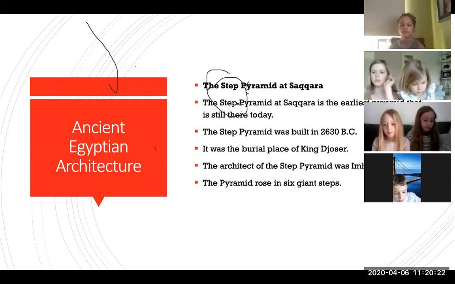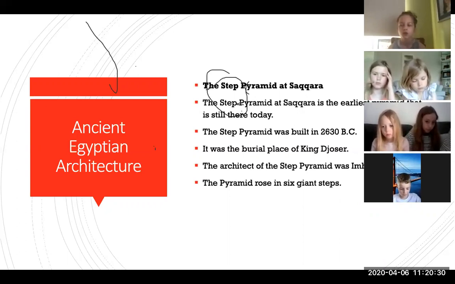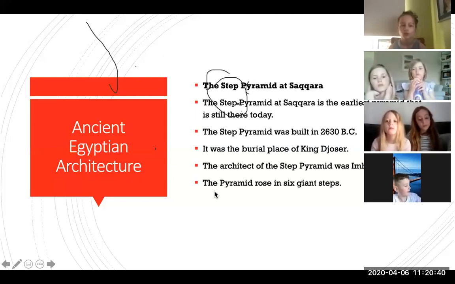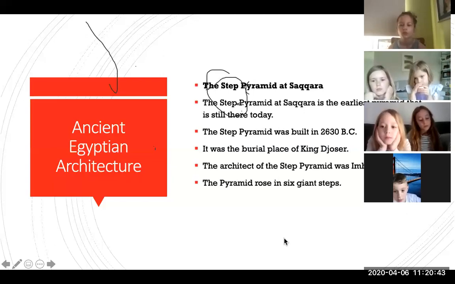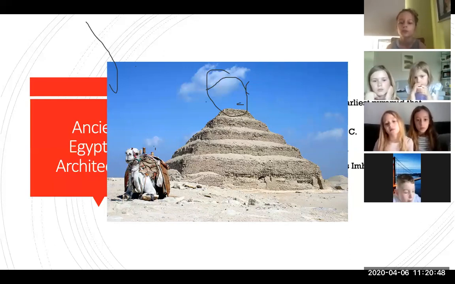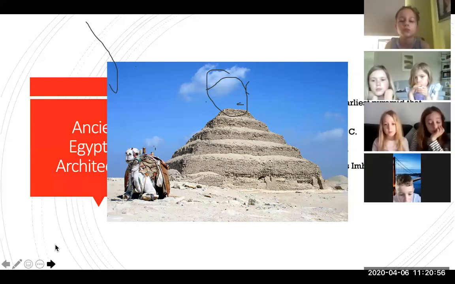It was built in 2630 BC, so a very, very long time ago. It was the burial place of King Djoser, who we believe is one of the first pharaohs, but not the very first. The Step Pyramid was designed by the architect Imhotep, and it rose in 6 giant steps like this. So it was just 6 big steps going up, basically, and it was the burial place of a king. So this was a very early day, very basic pyramid.